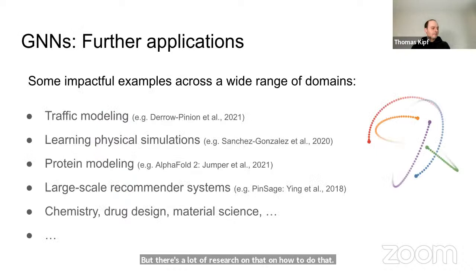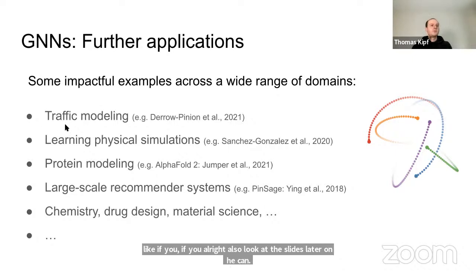Now, graph neural networks didn't really stop there. By now, they have really enabled a very wide range of impactful applications in a wide range of domains. And so I'm just listing a few here and a few references. If you are able to look at the slides later on, you can look some of them up.